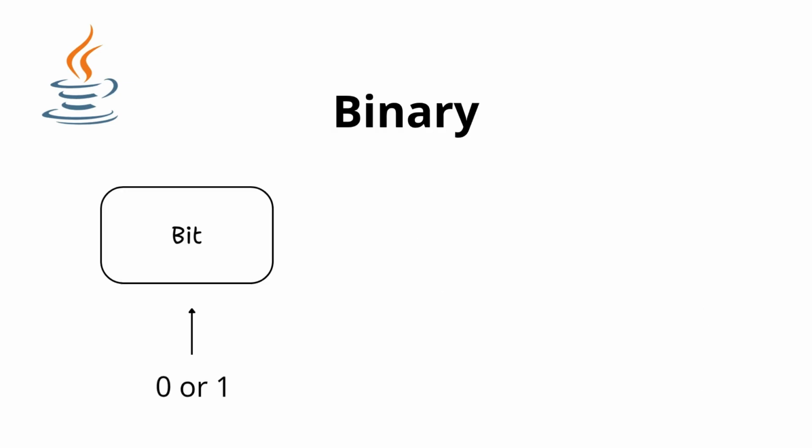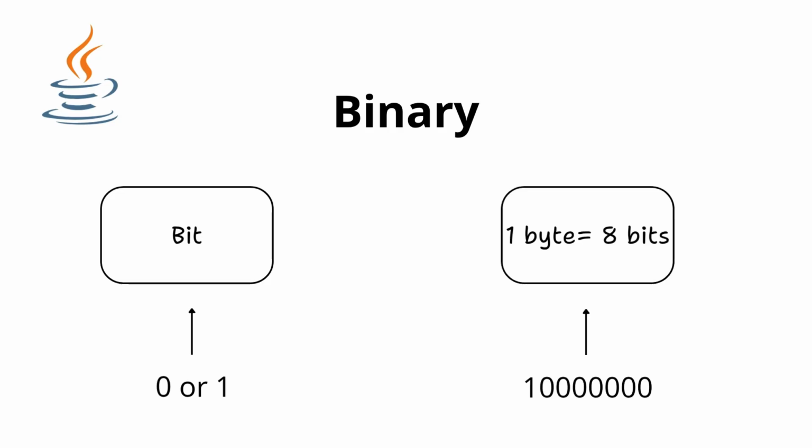Each 0 or 1 is called a bit, and when we group 8 of them, we get what's called a byte. But for now, just focus on this. The more bits we have, the more values we can represent. Let me show you what I mean.